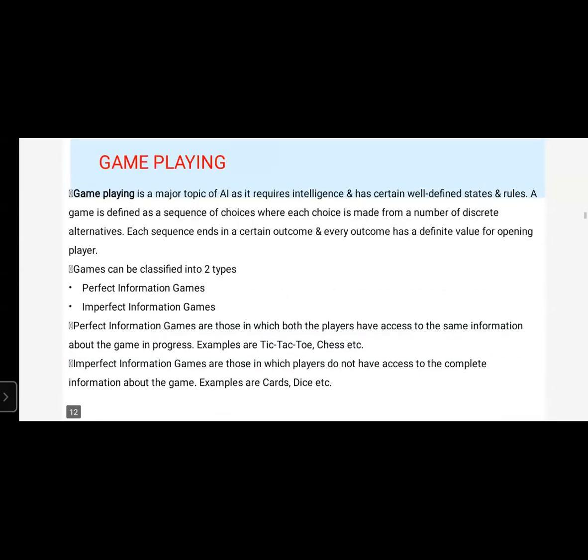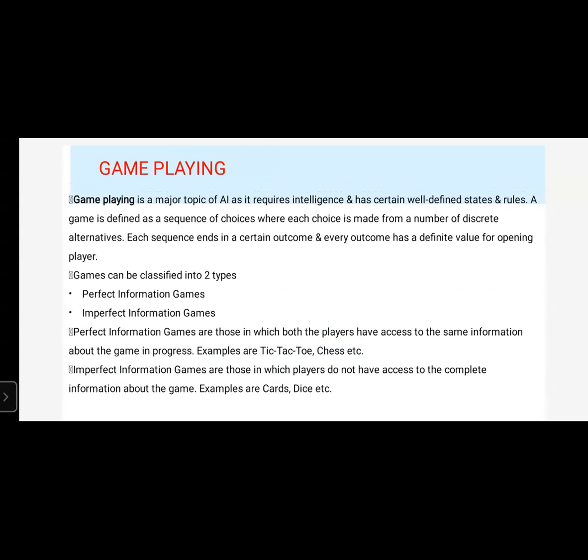Next topic, game playing. This is one of the major topics in AI, in which we have well-defined states and rules, and game playing requires intelligence also. A game is defined as a sequence of choices where each choice is made from a number of discrete alternatives. Out of the many alternatives I have, I need to make a choice, which one is better. Each sequence ends in a certain outcome, and every outcome has a definite value for the opening player.